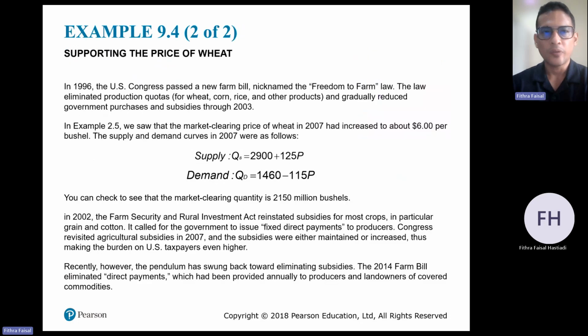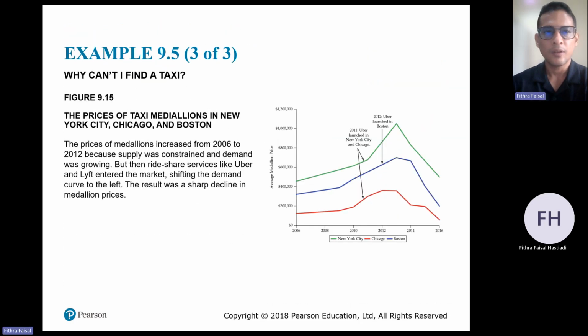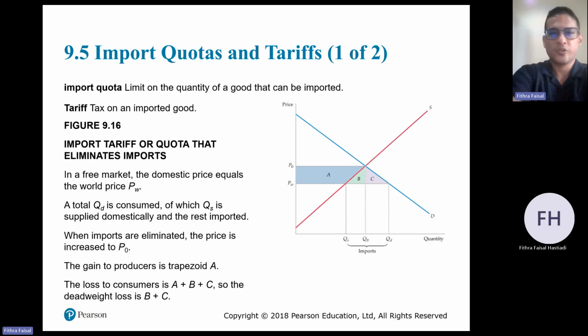Okay, what else? Import quotas. This is also another example of how the price is set. Now we are focusing on the typical interaction between nations, international economics. So we are now trying to open up the economy through import. In the free market, the price is PW.